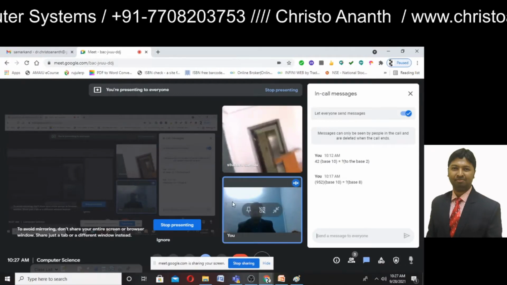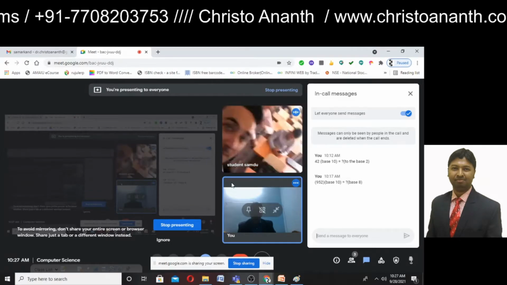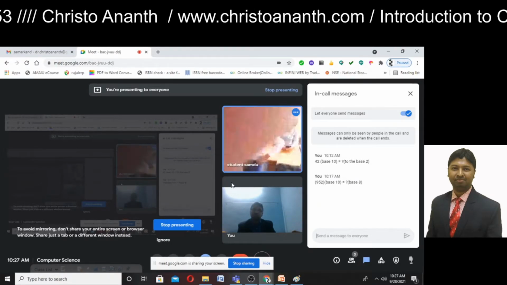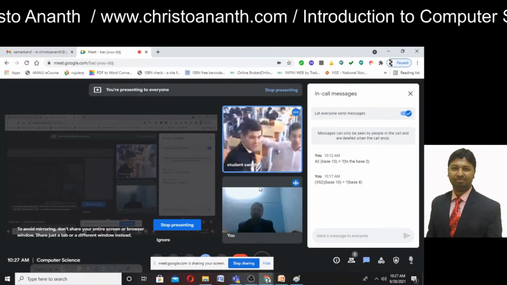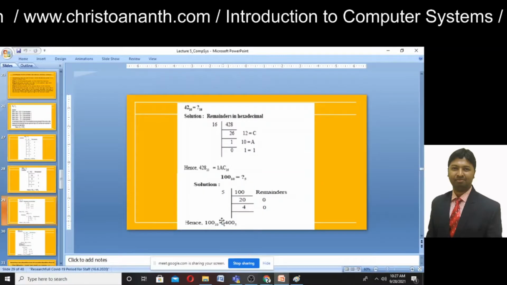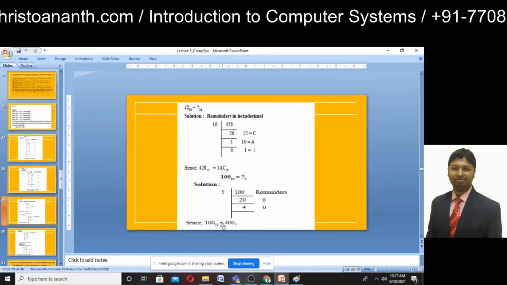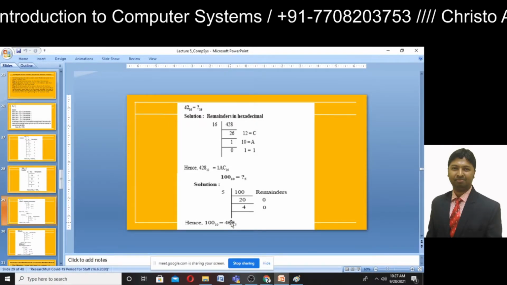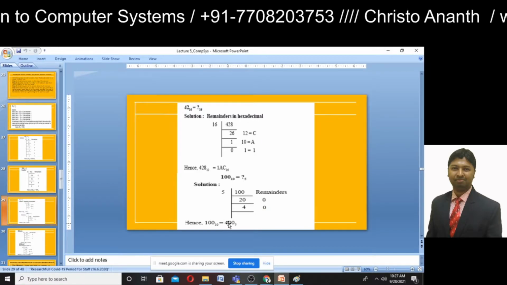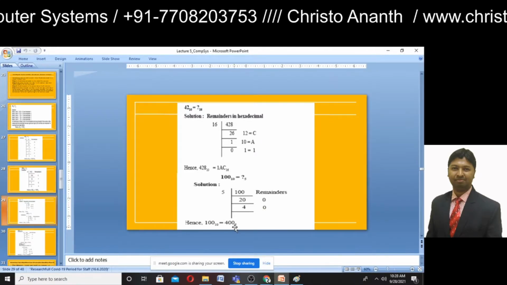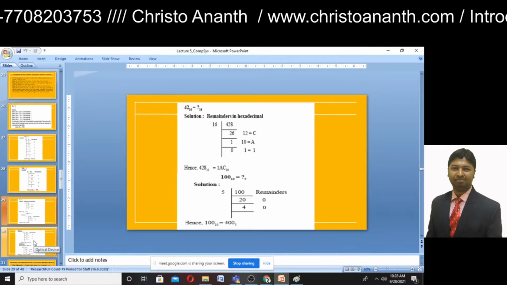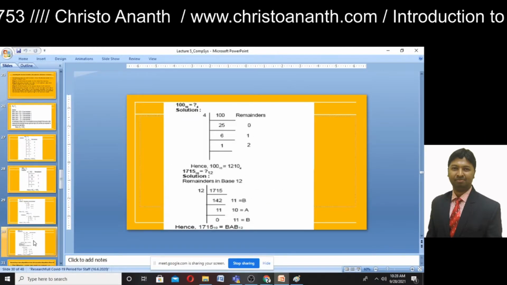But how about others? Did you all solve? Others also the same. Okay, very good. So if you are able to do that correctly, then it's fine. Simply, you shouldn't write it as 400, but you should write 400 to the base 5. Okay?